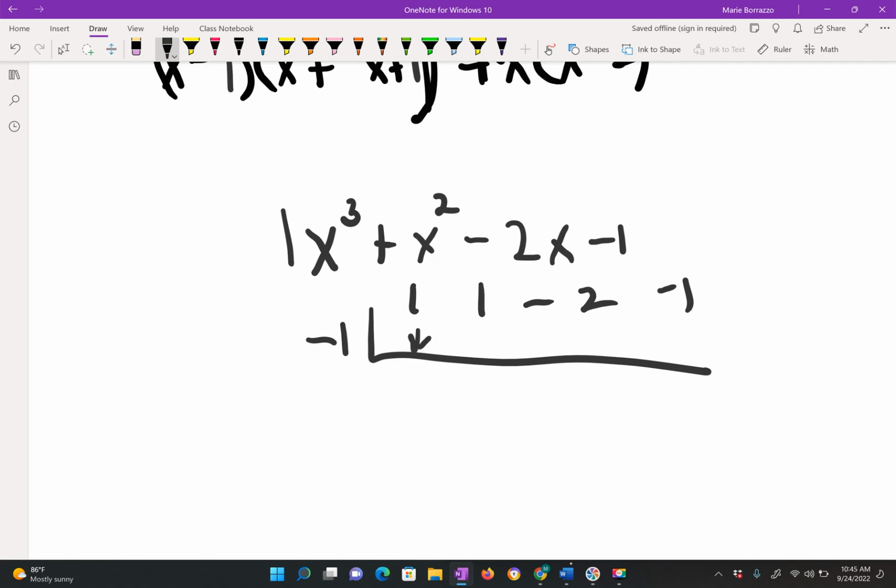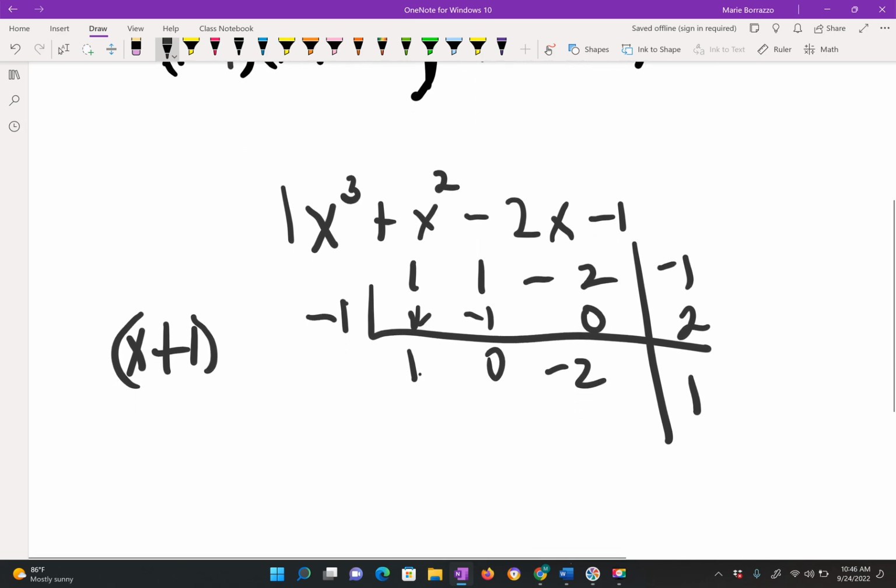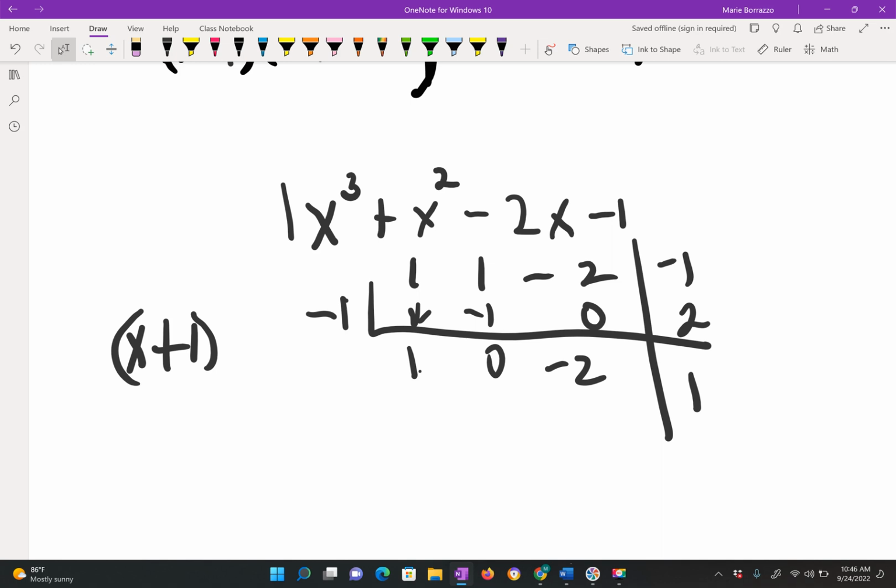So if I drop down the 1, negative 1 times 1 is negative 1, and then added to the 0. This is 0, this is negative 2. Negative 1 times negative 2 is 2, and I get a remainder of 1. So my next new factor, that means that this would be x plus 1. This is already telling me that maybe I should be using positive 1 instead. So I'm going to stop this. And let's do this with plus 1 is my point.